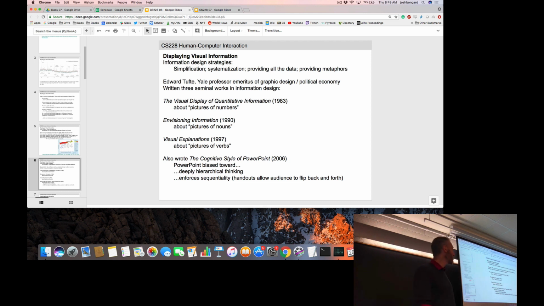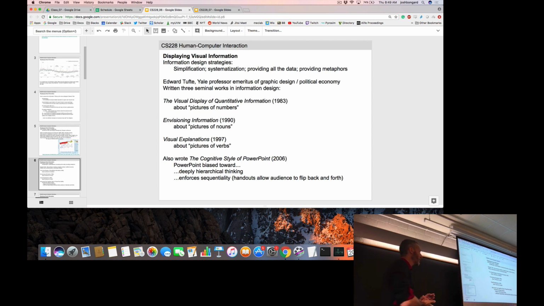The first one, which he described as pictures of numbers. So these are numbers or data about things which may or may not have a physical counterpart in the real world. So Gapminder, which we just saw, was visualizations of numbers about intangible things: GDP, health metrics, wealth metrics, concepts, right? Relationships between concepts. How do we bring to life relationships between abstract concepts? We're going to look at a few examples of that in a moment.